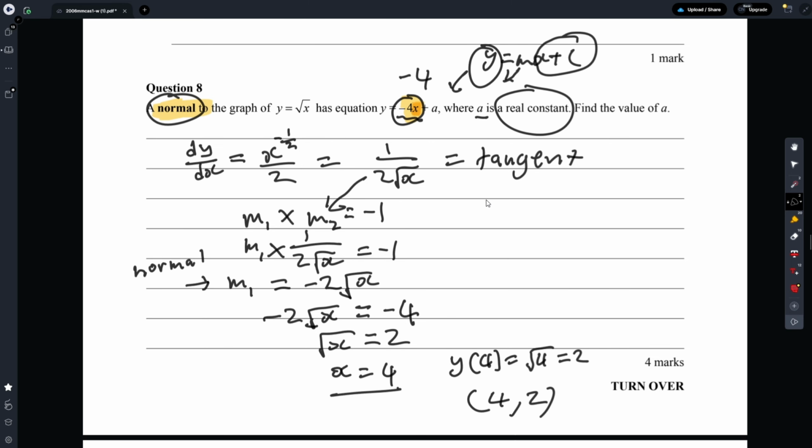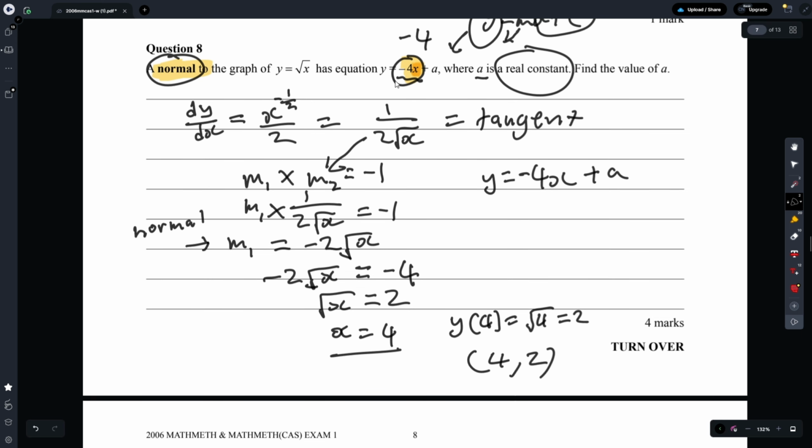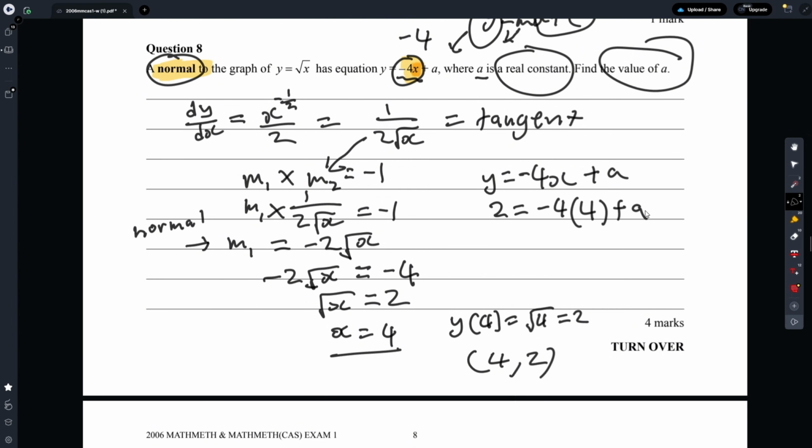Now, since we have a coordinate point, we can come back to this equation right here, where we find the value of a. Look, we actually have our y value and our x value now. So 2, we just substitute back in, 4 plus a, 2 equals negative 16 plus a. That means that a equals 18.